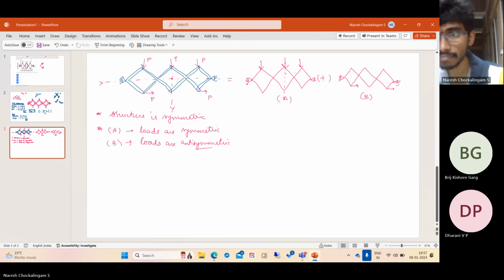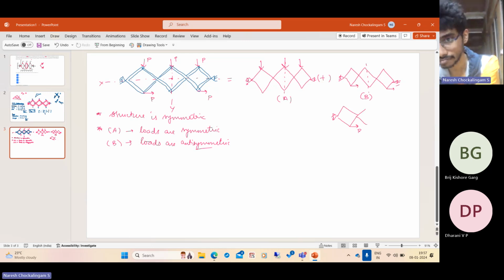So what do we mean by anti-symmetric? If you cut the structure here, half of it looks something like this. You have a force P. Mirror here and reconstruct the rest of the structure. You have something like this. So this corresponds to symmetric loading.